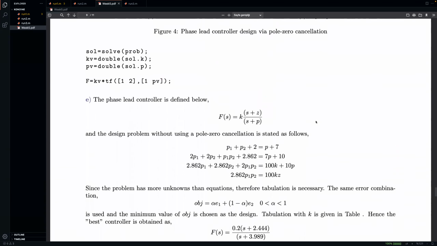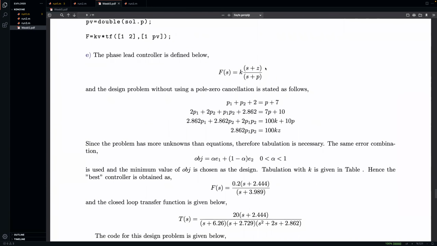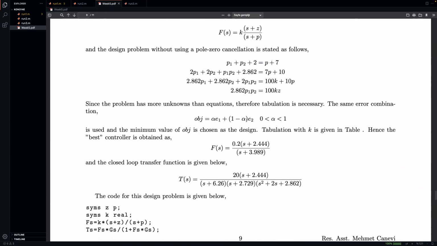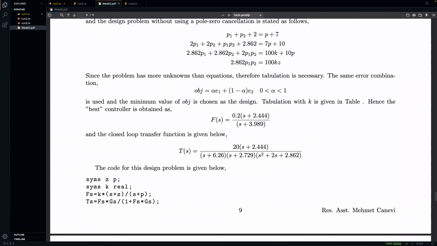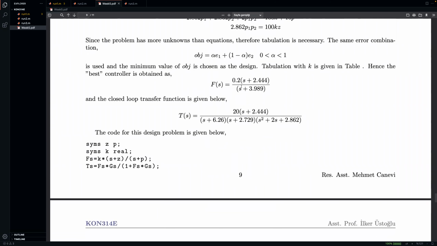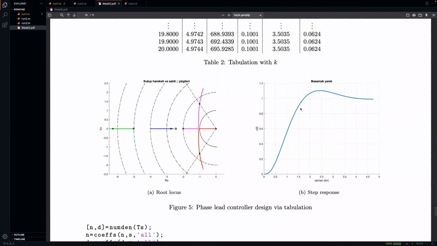So yeah. And you can see that if we drop that and try to design a phase lead controller in its most general form, again, the poles and zeros, they're messed up, and then we need this objective. Here we get a whole different thing. We get 2.44 and 3.989, which should give us basically an almost same effect as the controller that we had before.